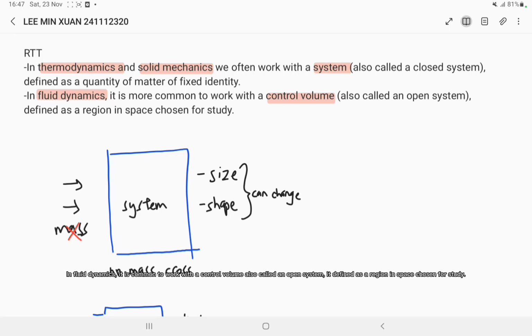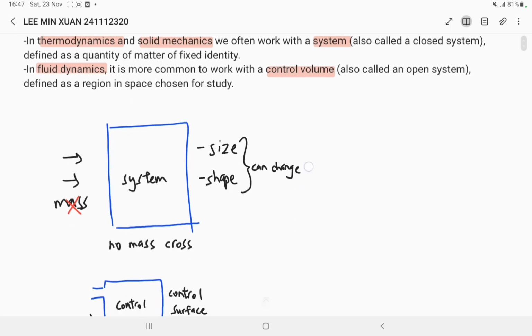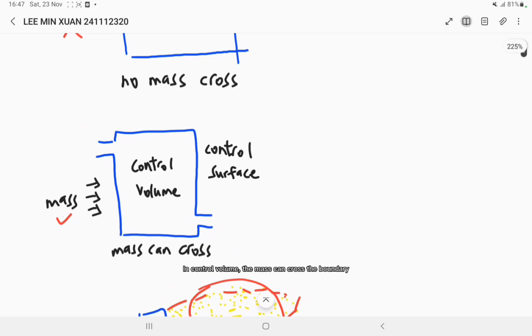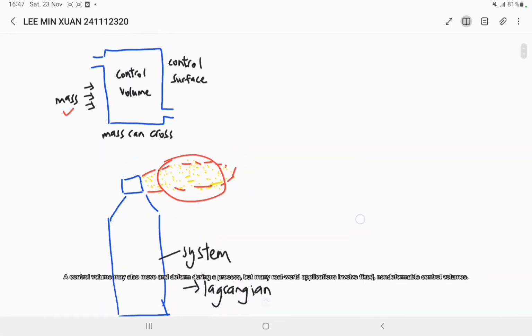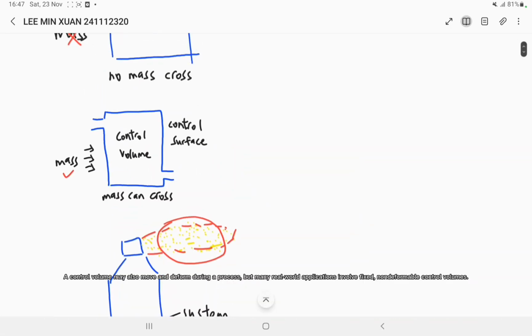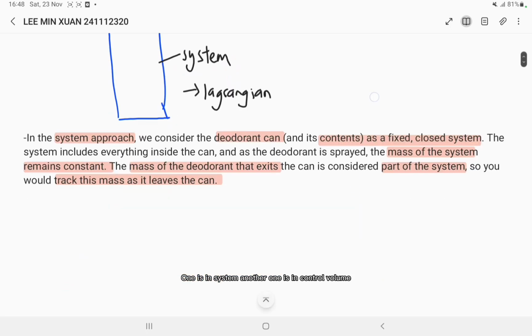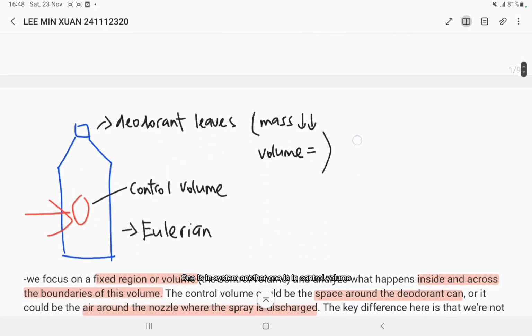It is defined as a region in space chosen for study. In a control volume, mass can cross the boundary. A control volume may also move and deform during a process, but many real-world applications involve a fixed, non-deformable control volume. So, I'm going to take an example, which is the Febreze can. One is in the system, another is in the control volume.